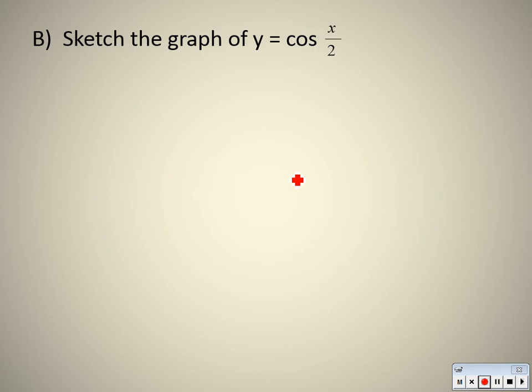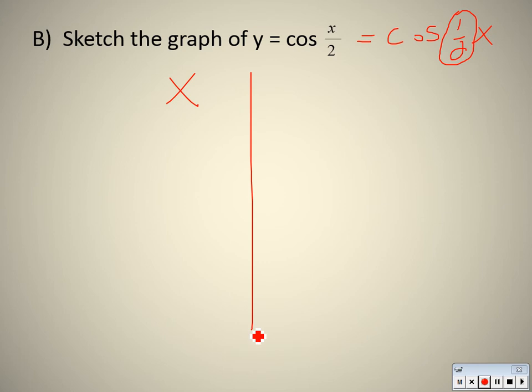Part B, when I have y equals the cosine of x over 2, I can rewrite this as the cosine of 1/2 x. And that's going to help me because now when I put a 1/2 in front of the x, what that's going to do to the graph is it's going to horizontally stretch it.